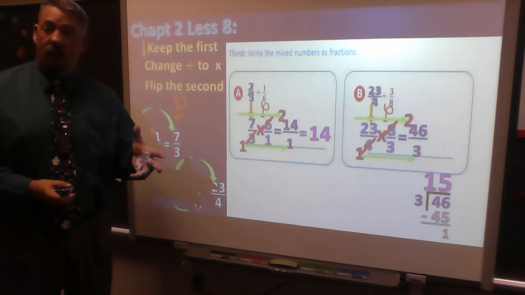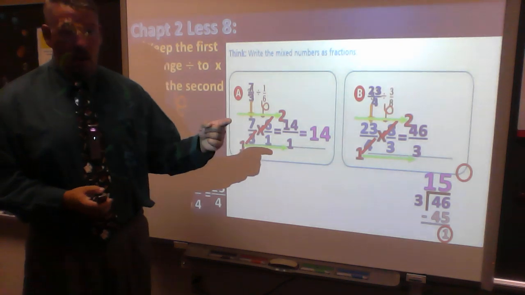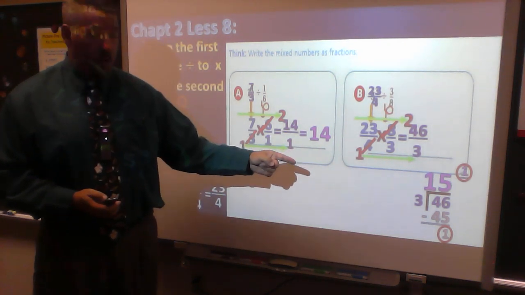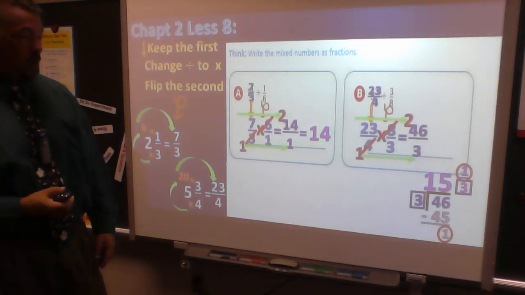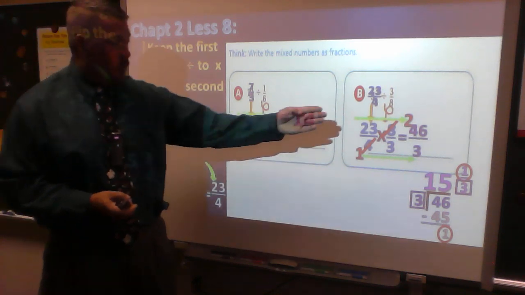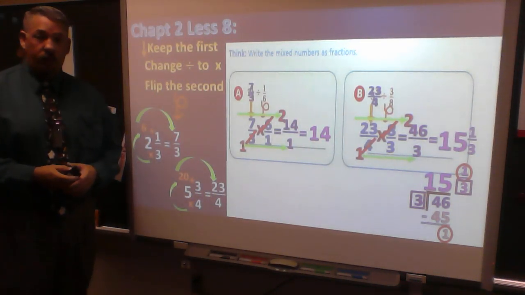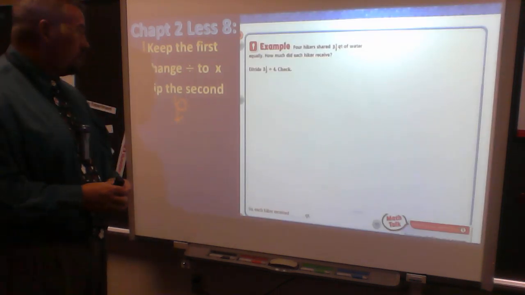Remember how to build that fraction with my remainder. My remainder is always my numerator. It goes on top. And then my divisor, the one on the outside, is always my denominator. So it goes on bottom. So when I started with 46/3, I'm simply left with 15 and 1/3. That's a mixed number that I can have in my answer.